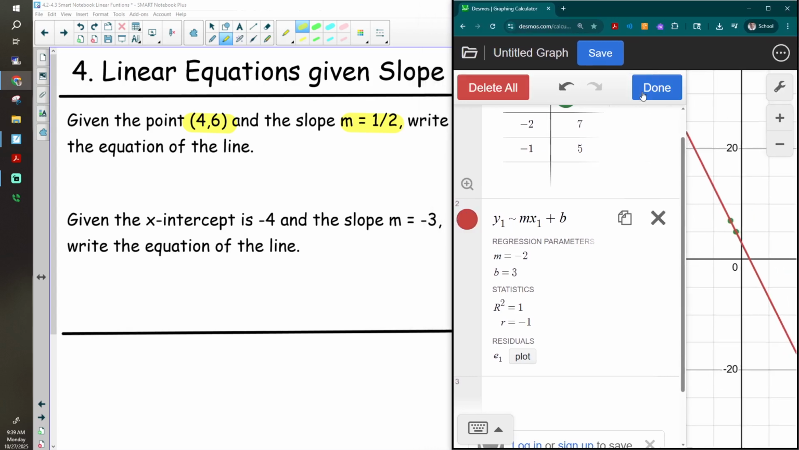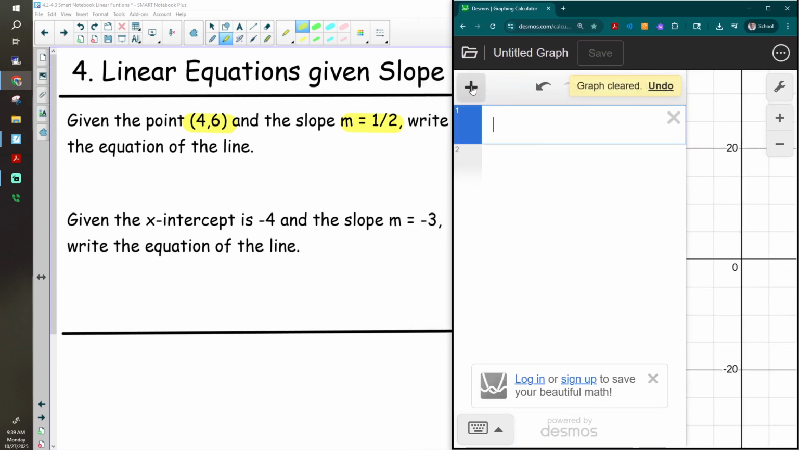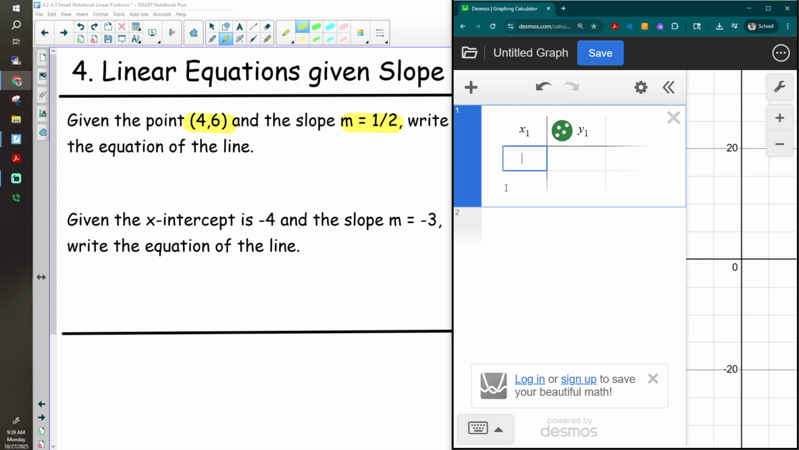So, I'm going to delete this out. We always add our table. What am I going to put in the table? 4, 6. Now, I don't have another point to put in the table, but I do have another piece of information. I know that m equals 1/2.